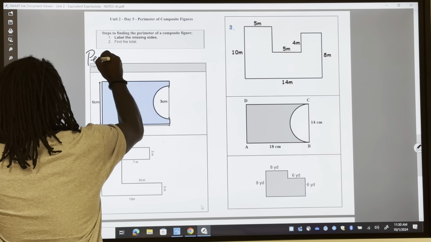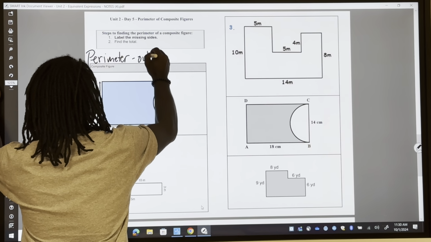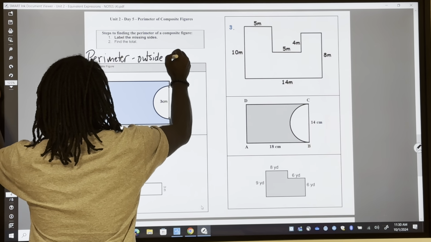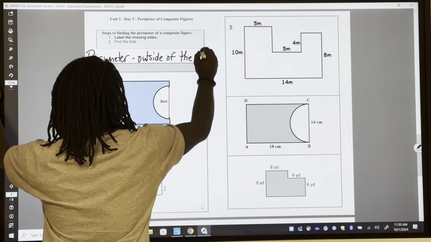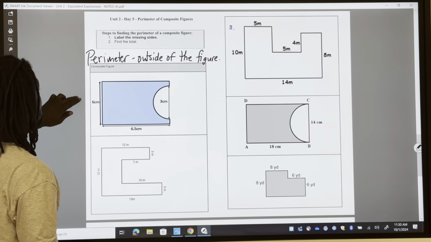Again, I'm gonna just go ahead and write this just because I didn't. Outside of the figure.